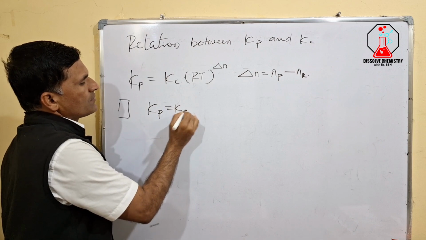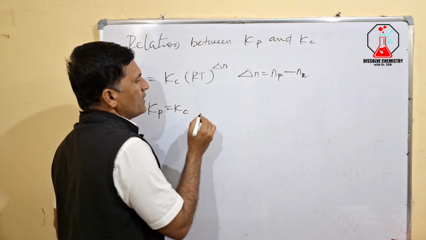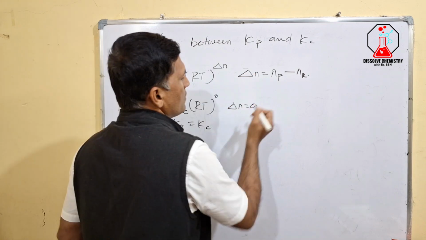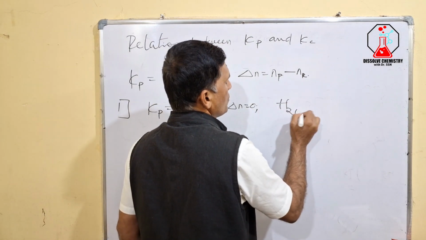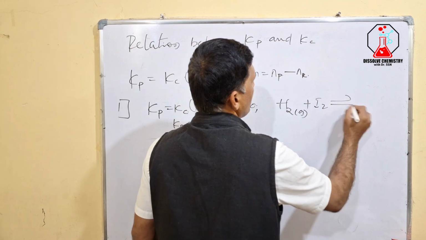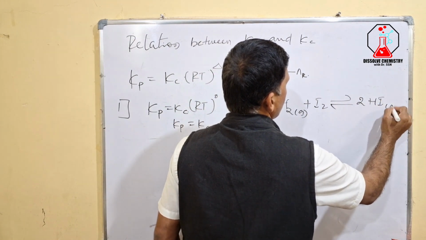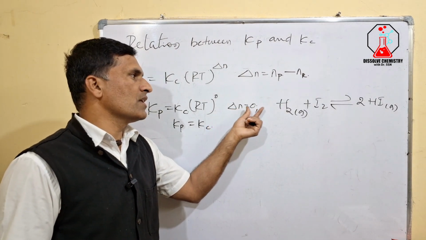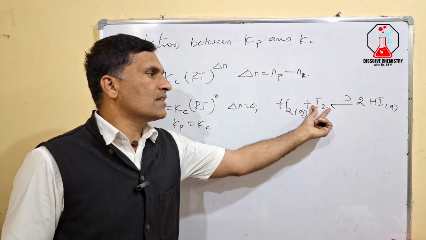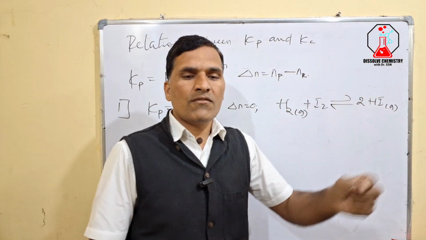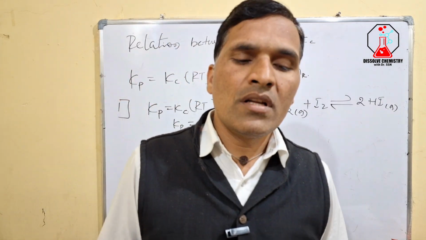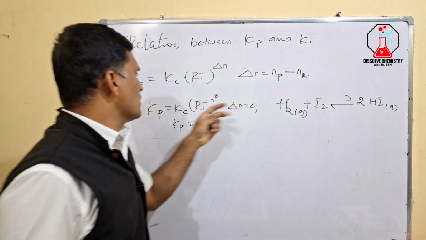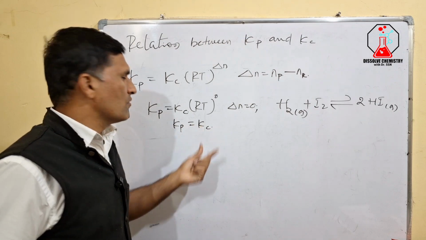First condition we will take is when Kp is equal to Kc. It is possible when delta N is equal to 0. So the example is H2 gas combines with I2 gas to give 2HI gas. Here the change in number of moles will be equal to 0 because 2 moles of reactants are reacting to give 2 moles of the product. So there is no net change in the pressure, so the equilibrium will be independent of the pressure. So delta N is equal to 0, therefore Kp is equal to Kc. Both are one and the same.